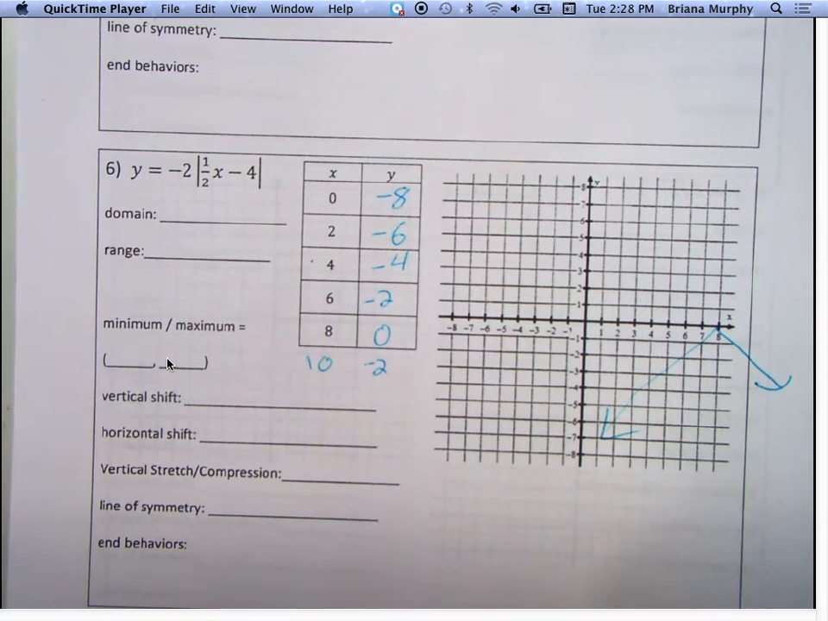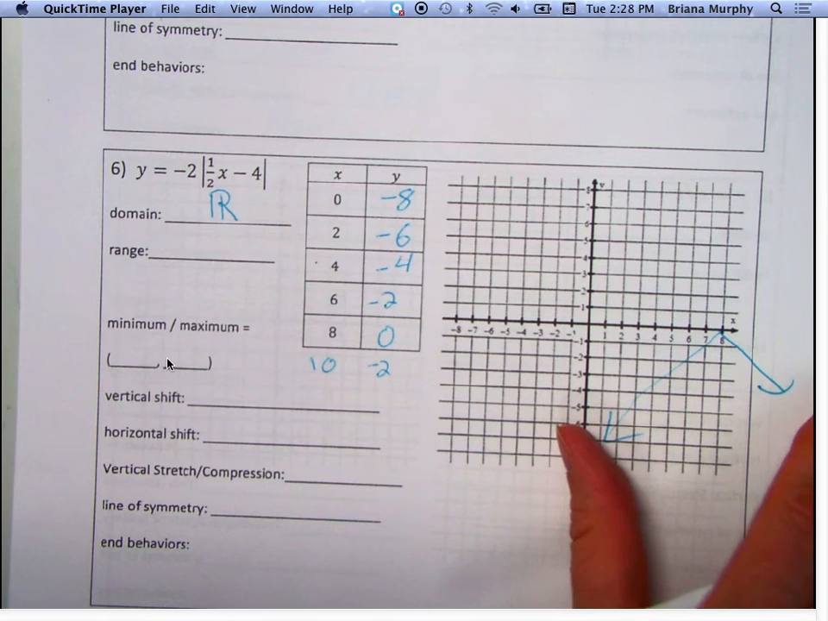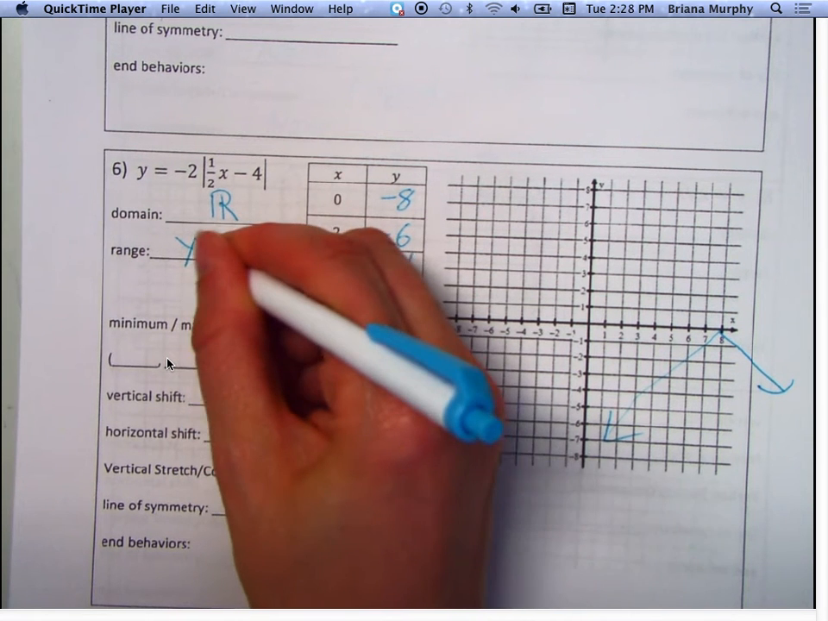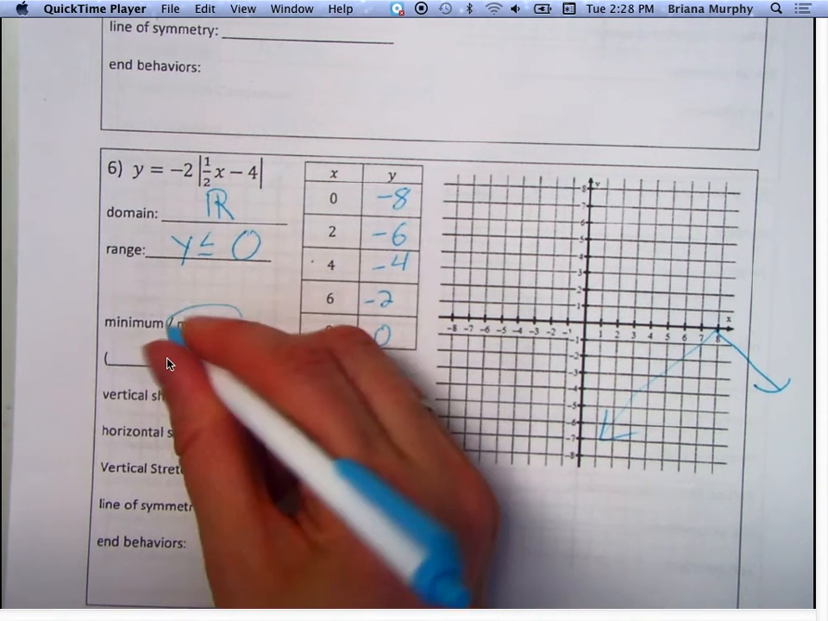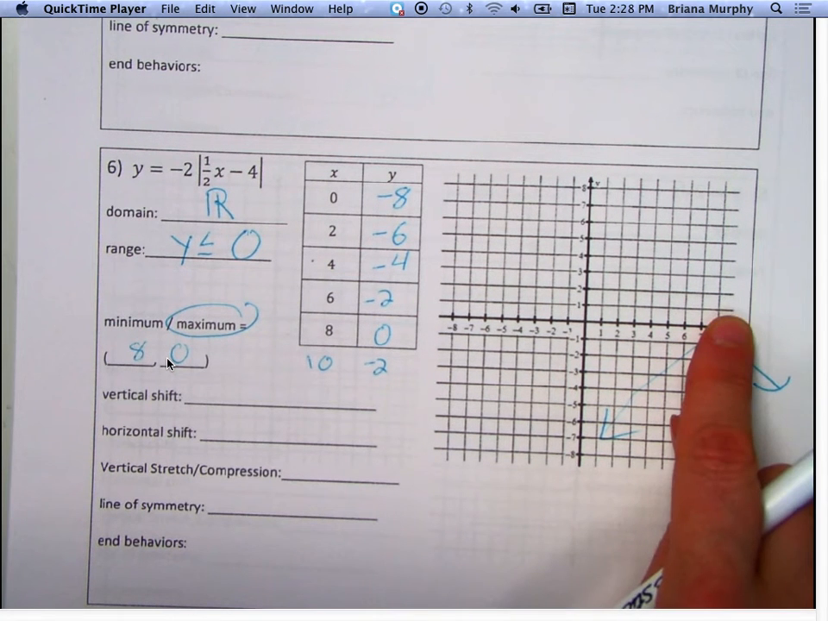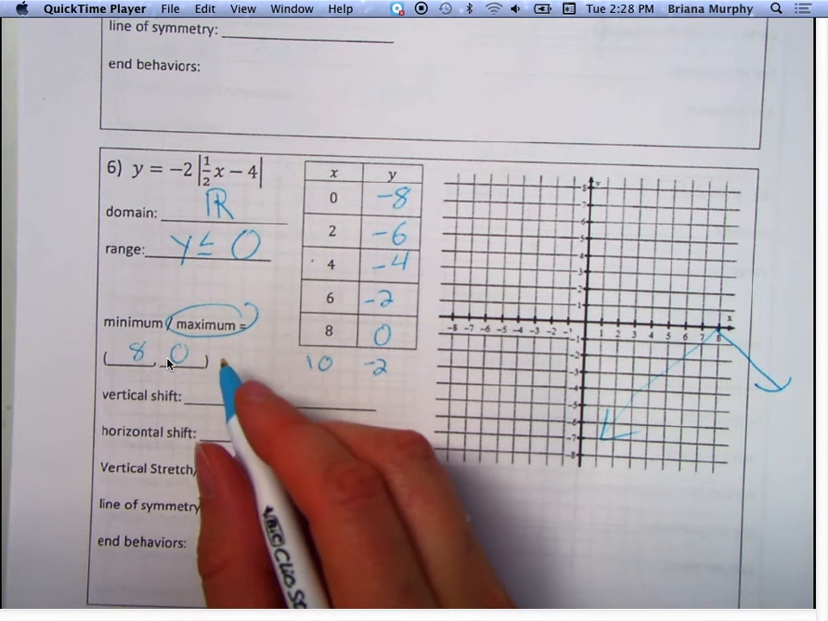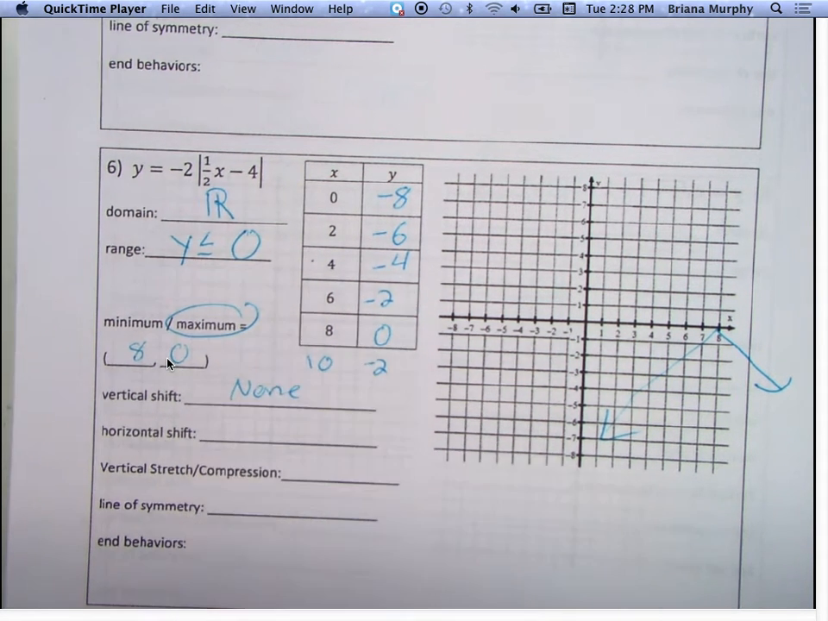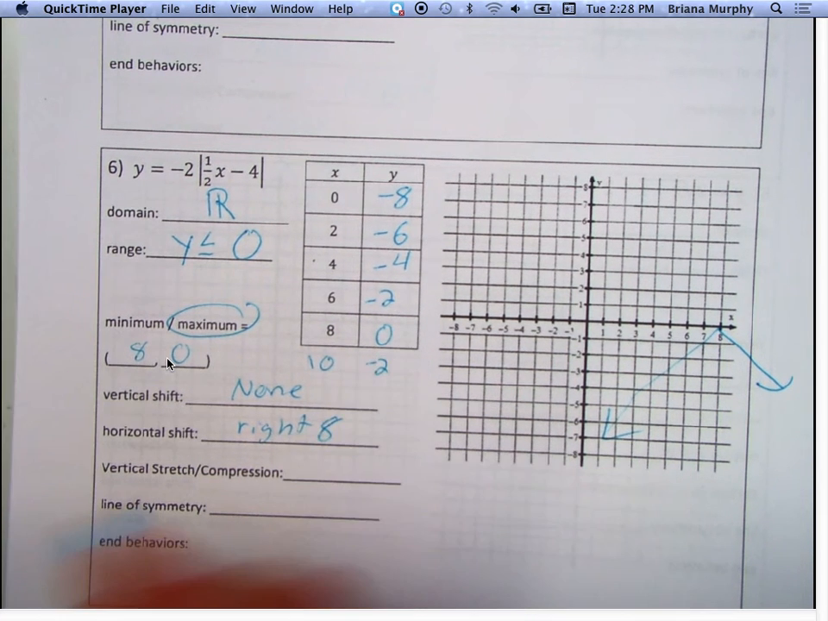The domain is all real numbers, right? The range is y is less than or equal to 0. Does it have a minimum or a maximum? Maximum, and it is (8, 0), correct? That's as tall as it gets. Did it vertically shift? No. Did it horizontally shift? Yes, right 8. You can compress. Okay.